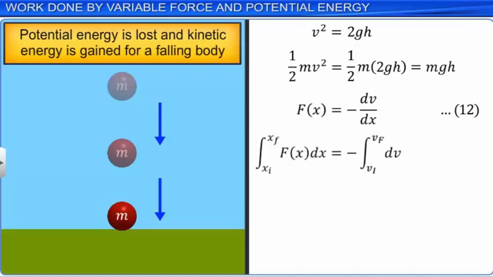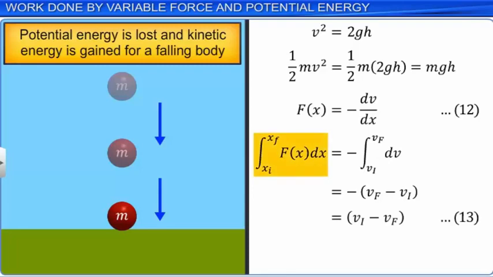Integrating on both sides of the expression within the limits of initial position xi and final position xf, and on simplifying, we get minus of Vf minus Vi. On further simplification, we can arrive at the conclusion as shown in equation 13. Integral of F of x dx within the limits xi and xf is equal to Vi minus Vf.